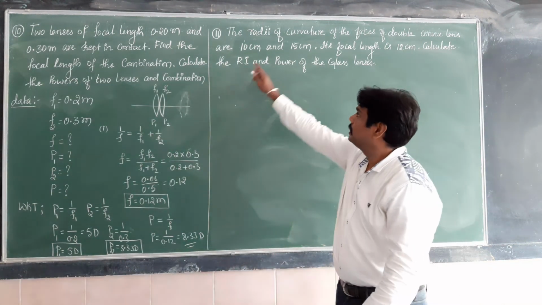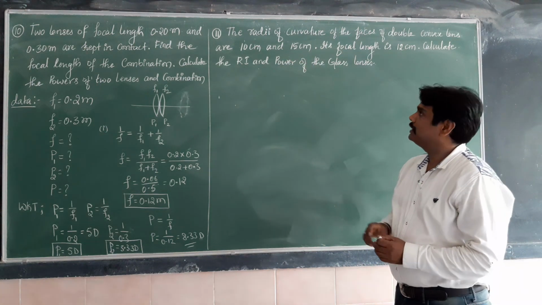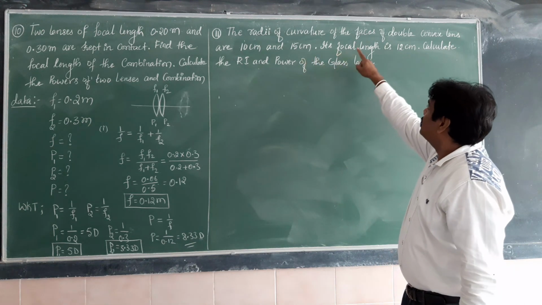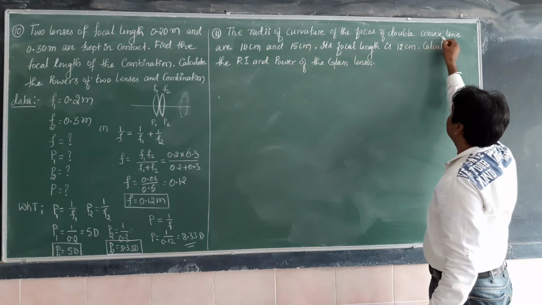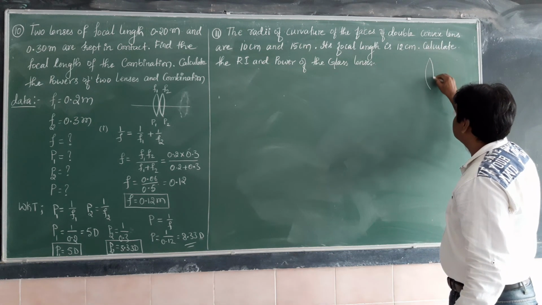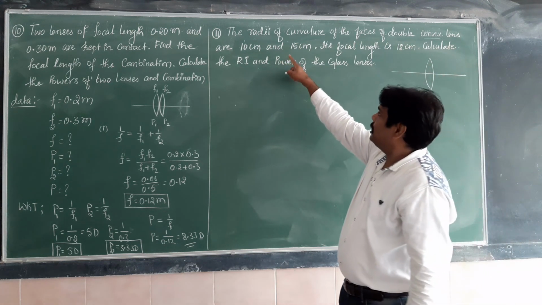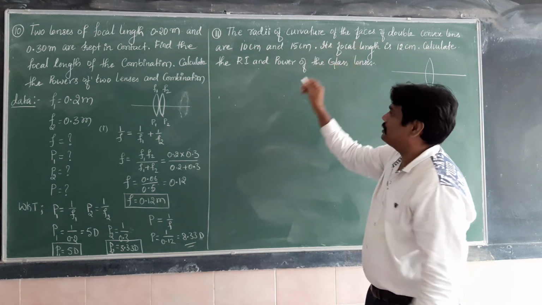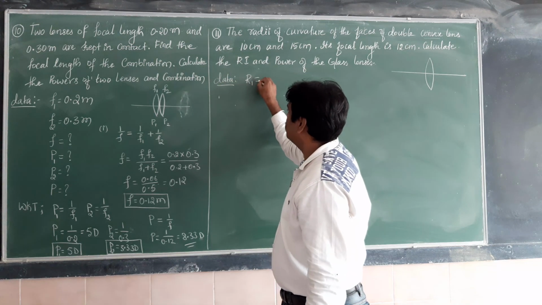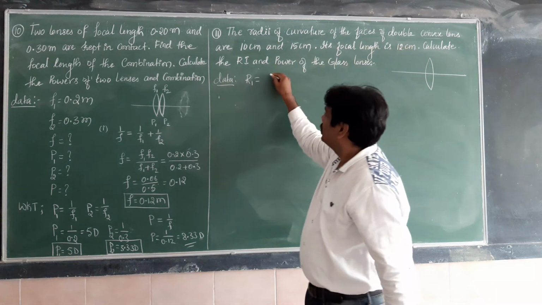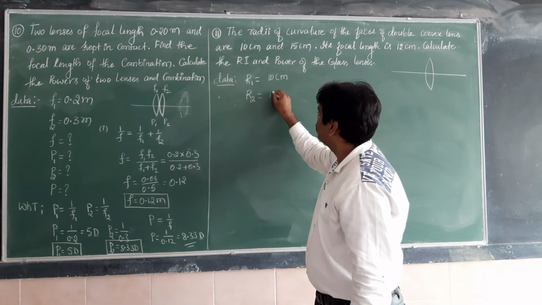In problem number 11, I want to read that problem. First of all, try to understand what is given. The radii of curvature of a double convex lens are 10 centimeter and 15 centimeter. See, a convex lens is given. The radii of curvature are given in the data. List out R1 and R2. R1 is 10 centimeter and R2 is equal to 15 centimeter.